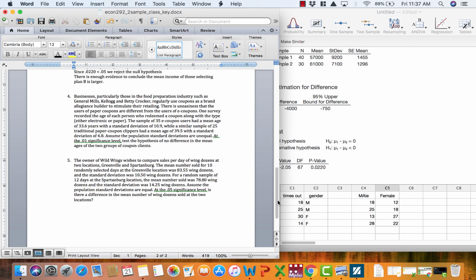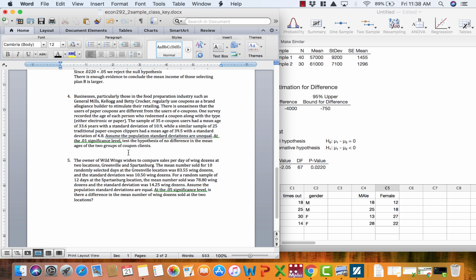The sample of 35 e-coupon users had a mean age of 33.6 years with a standard deviation of 10.9, while a similar sample of 25 traditional paper coupon clippers had a mean age of 39.5 with a standard deviation of 4.8. Assume the population standard deviations are unequal. At the 0.01 significance level, test the hypothesis of no difference in the mean ages of the two groups of coupon clients. All right, so again, we know this is 2 sample T because we read a comparison statement here about how to compare the population standard deviations.